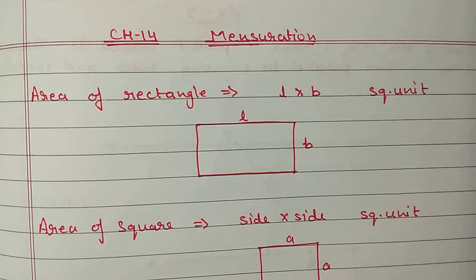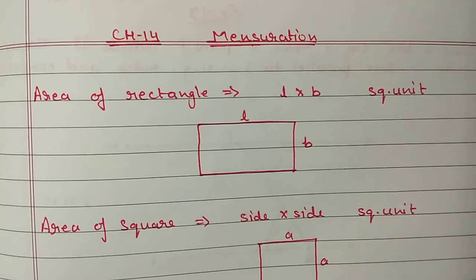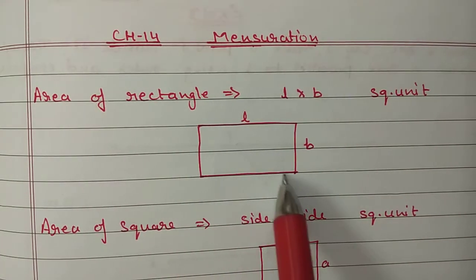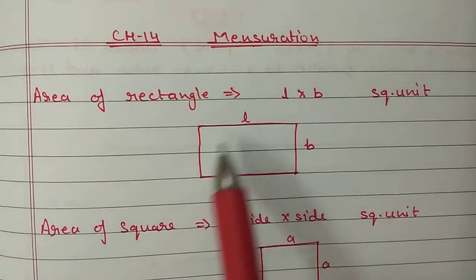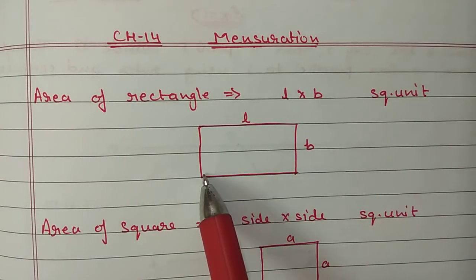Students, we are doing chapter number 14, mensuration, and today we will start exercise 14.2. In this exercise you will get problems based on the area of a rectangle and the area of a square. The figure will be like this: when opposite sides are equal, these two sides will be equal, these two sides will be equal, and all four corner angles are 90 degrees.